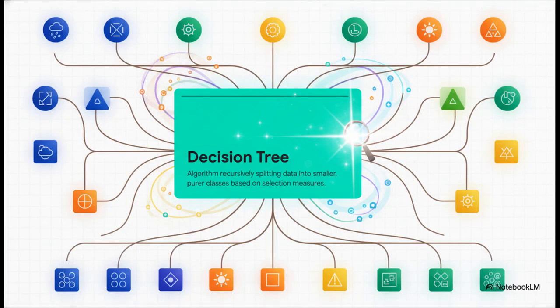Well, the answer lies in the pursuit of purity. A decision tree is a heuristic algorithm that recursively splits data partitions into smaller, purer classes. The ultimate goal here, to reach a point where every single record in a partition belongs to the exact same class. To get there, the algorithm relies on specific selection measures to mathematically score every possible split.